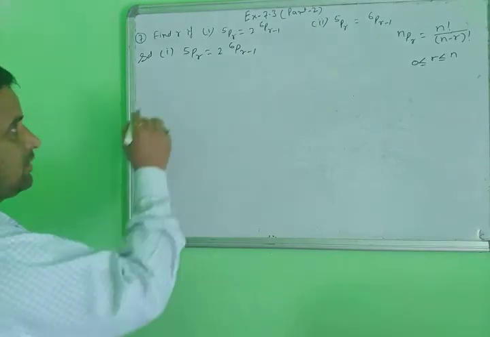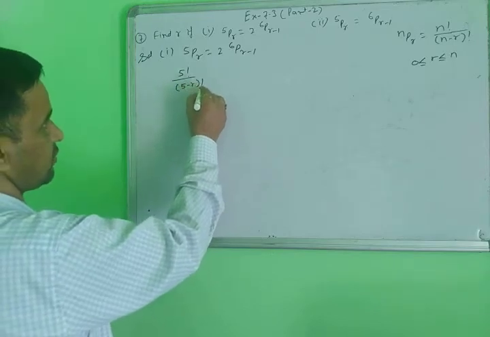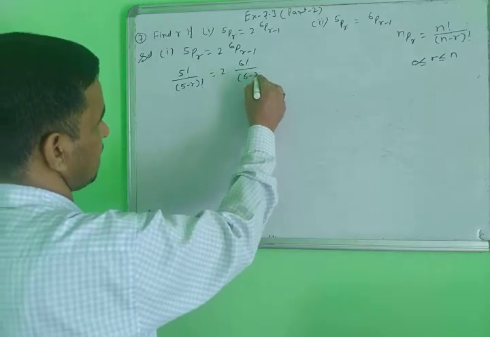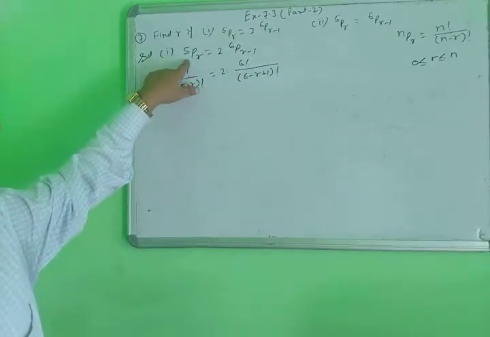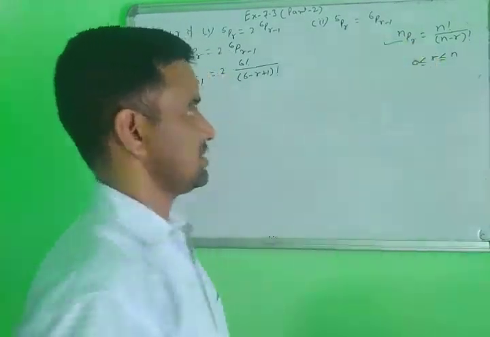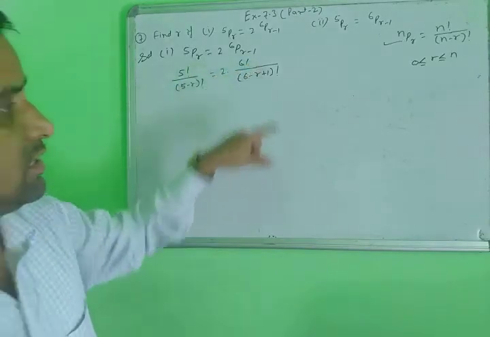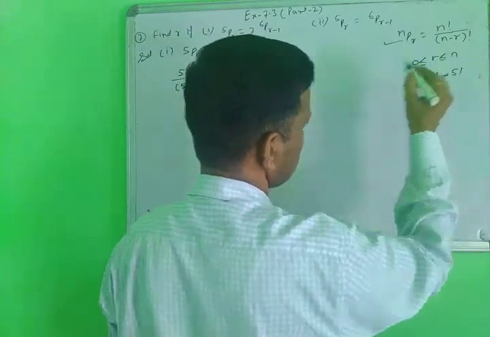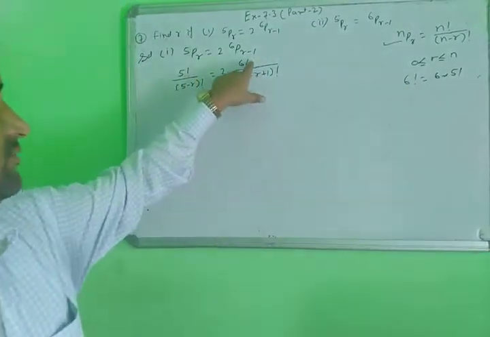So then factorial 5 upon factorial (5 minus r) equal to 2 times factorial 6 upon factorial (6 minus r plus 1). First of all, you will use the identity here, the left side identity like this and the right side like this. Then you will check: factorial 5 here, factorial 6 here. So factorial 6 you can write as 6 into factorial 5, breaking down factorial 6 into factorial 5, first thing.